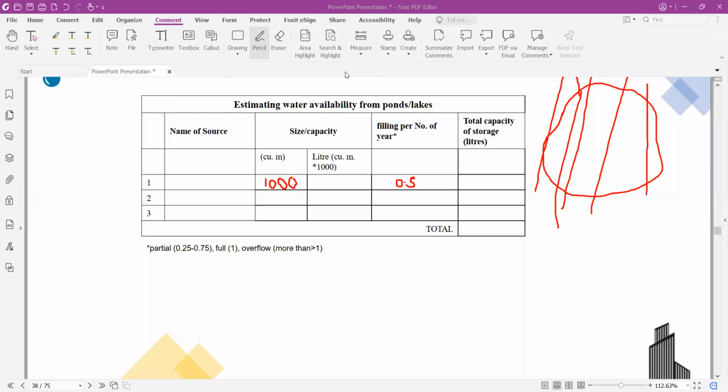You will have to consider these parameters also, the different coefficients, like infiltration. So these different factors should also be considered.